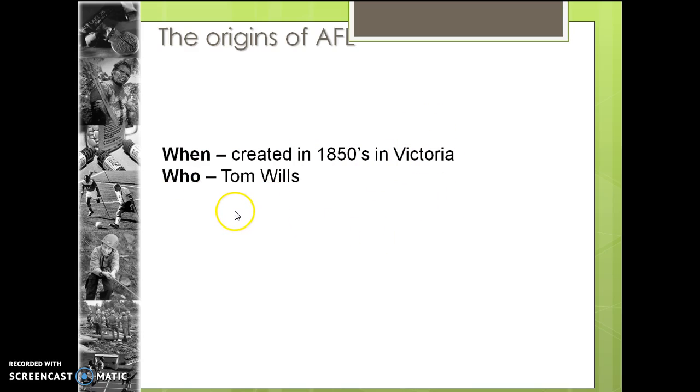Who created it? A man called Tom Wills, an Englishman, and basically this guy was schooled at Rugby School under Dr. Thomas Arnold. You might remember looking at Rugby School when we looked at how public schools shaped the development of sport. He was one of Dr. Arnold's disciples, I suppose, and he took the sport of rugby to Australia, and then they created their own game spin-off.